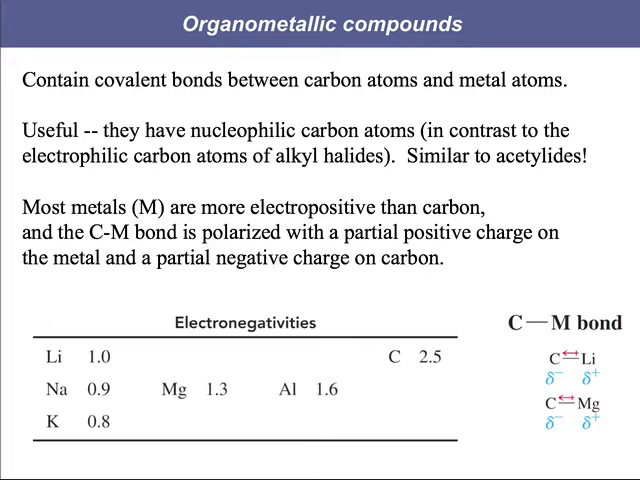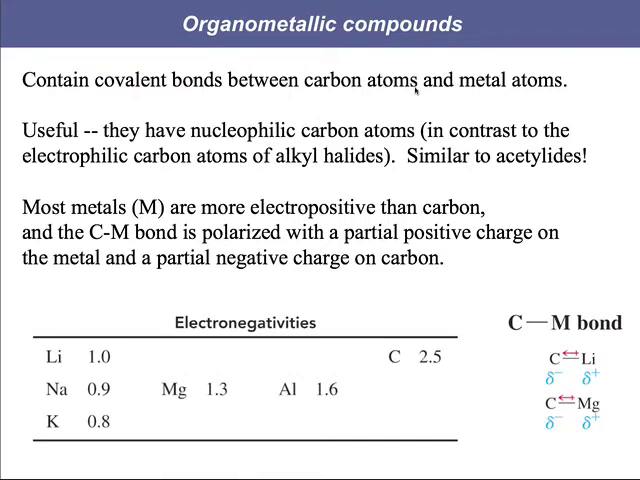So organometallic compounds are organic compounds that contain a covalent bond between carbon and a metal atom. That's pretty rare. Metals don't generally like to make covalent bonds. They are quite electropositive, and so they like to create ions and therefore make ionic bonds. So making covalent bonds between carbon and metal is a pretty rare thing.